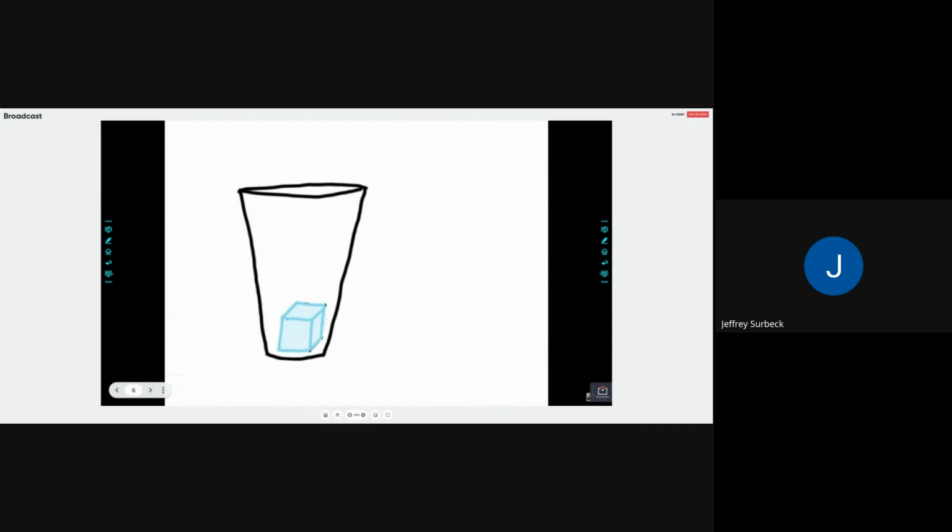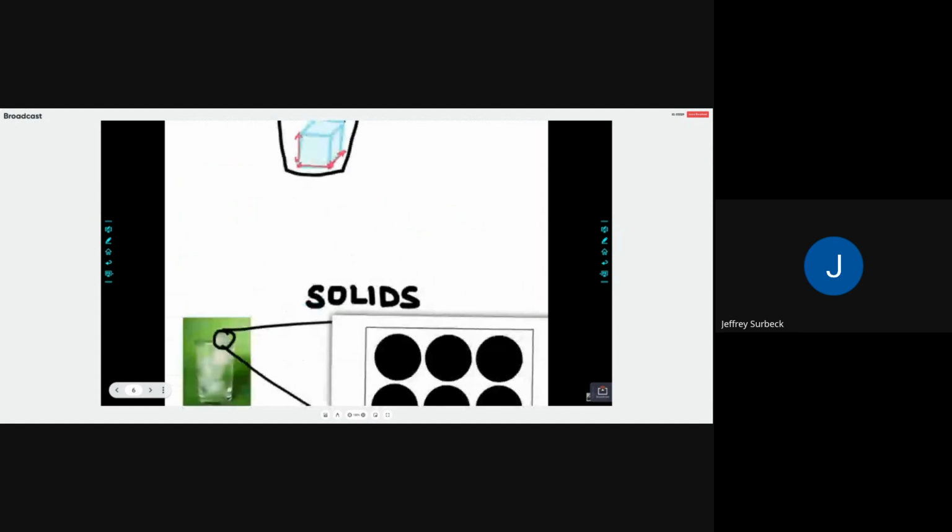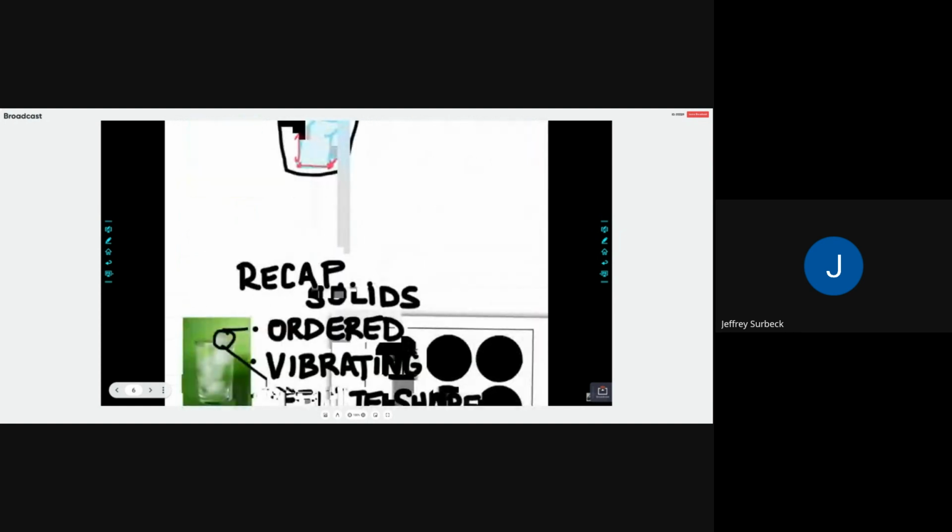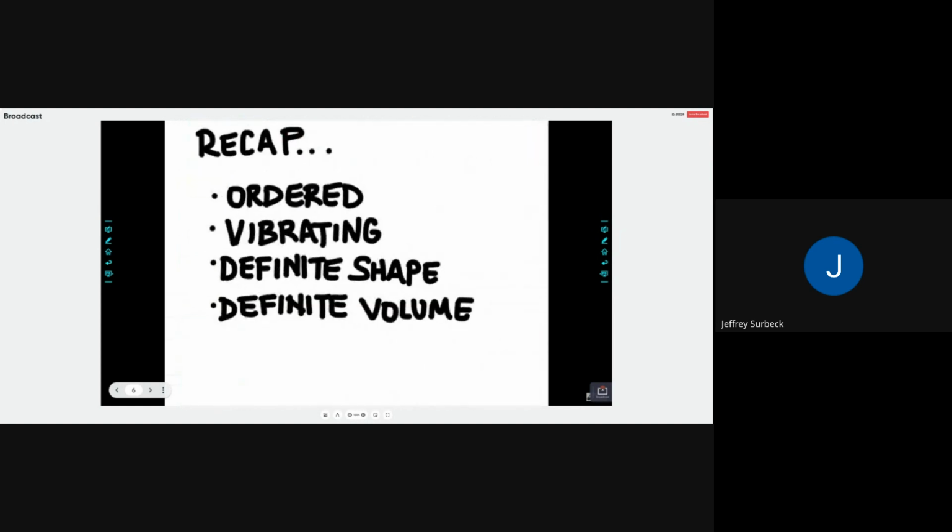We could also say that the volume is definite. We could measure the height and the length and the width of this ice cube, but we could calculate its volume. So the volume is going to stay the same. So let's recap what we've learned about solids. The particles in solids are going to have a nice ordered pattern. The particles are going to be vibrating. They're moving slowly because they only have a small amount of kinetic energy. They have a definite shape and a definite volume.